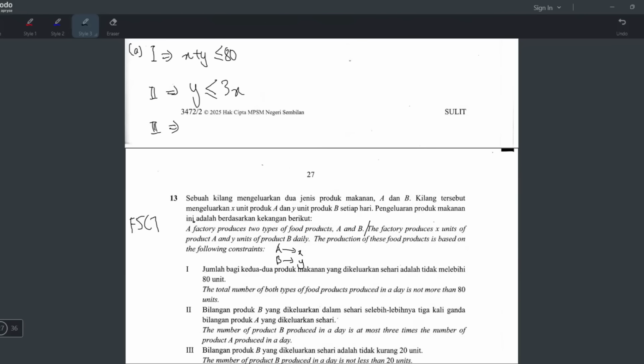Okay, last one. Number of product B produced in a day is not less than 20. Number of B is y. Not less than is bigger or equal to 20. Same also, the y is already positive on the left side, so I will not move anything.